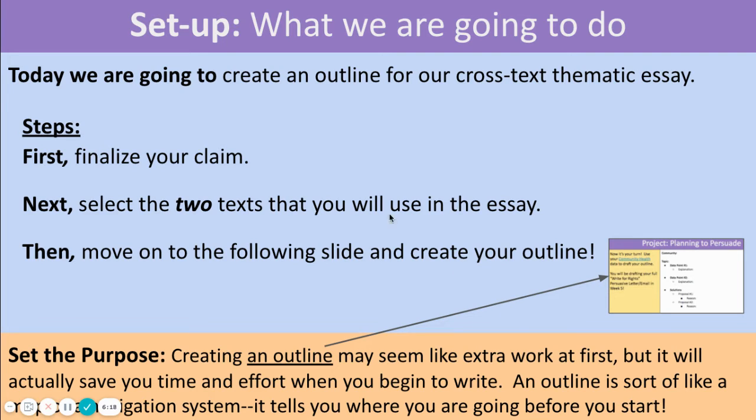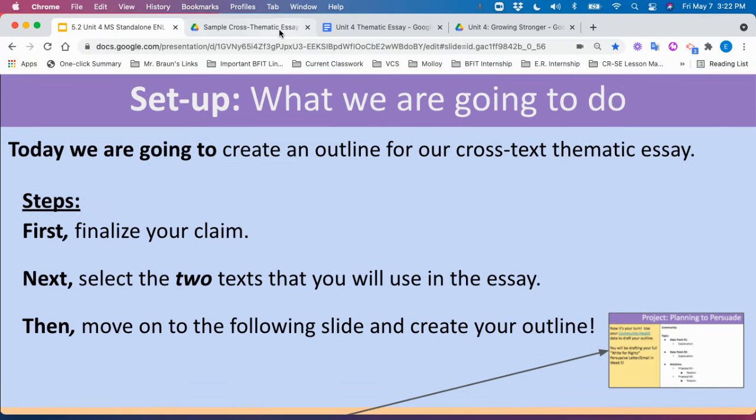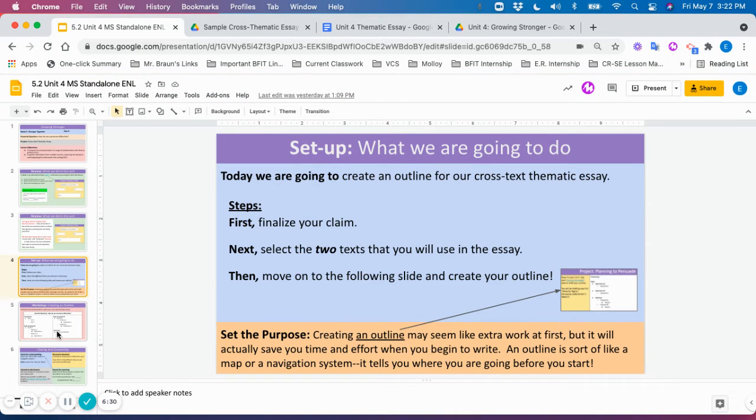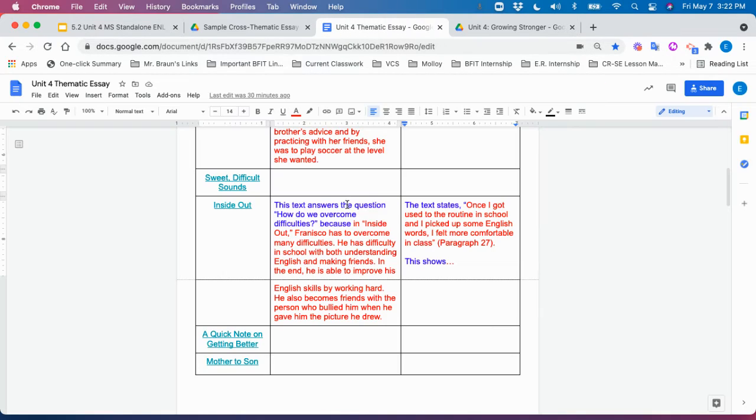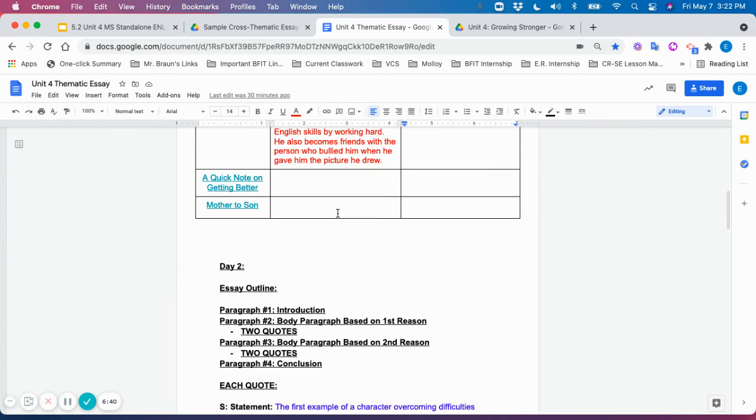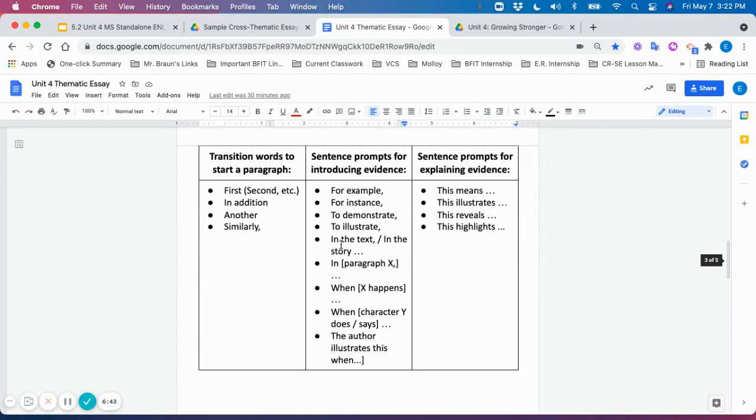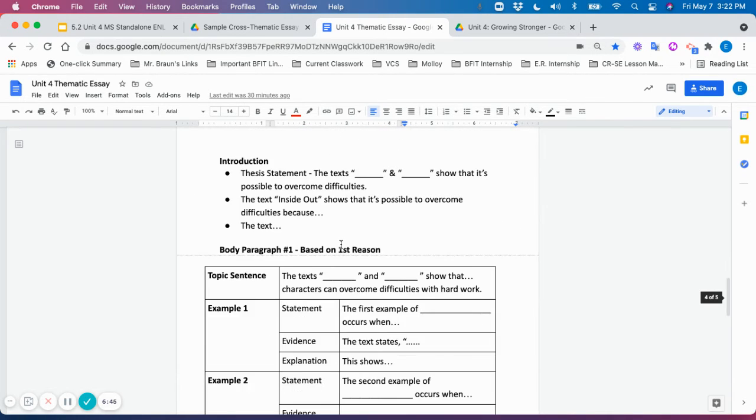So at this time, students should finalize their claim, select the 2 texts that they will use, and then they can start working on their outline. You could review this outline as well over here, and all of this is going to be provided for the students. Here's a modified version of that outline that will be provided in the Video Adapted Resources folder.